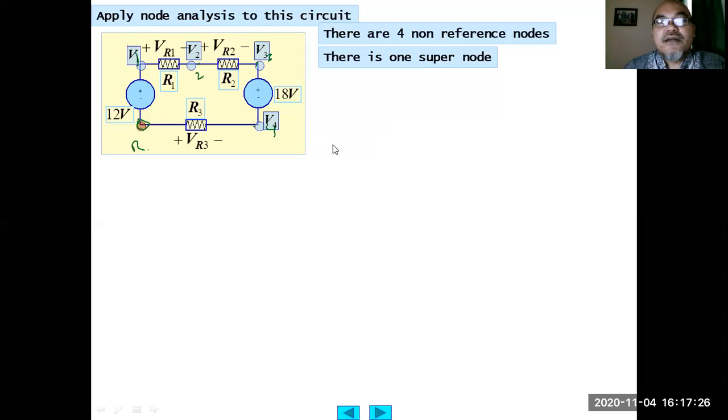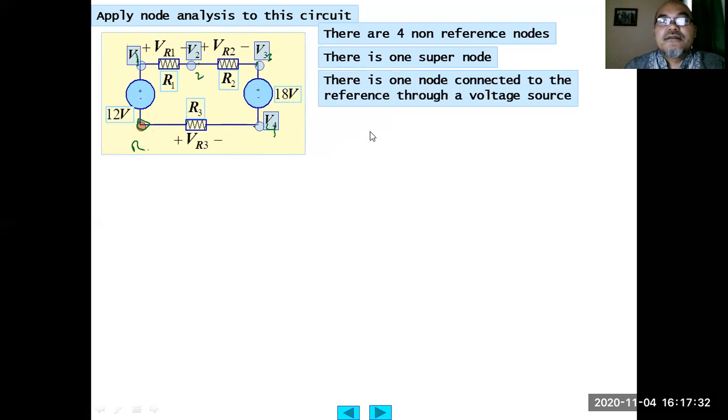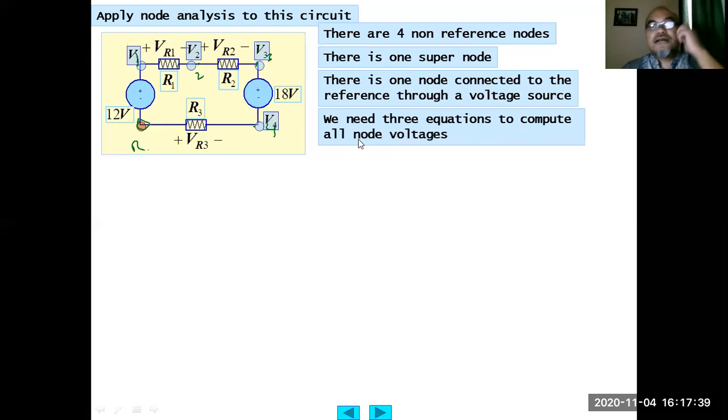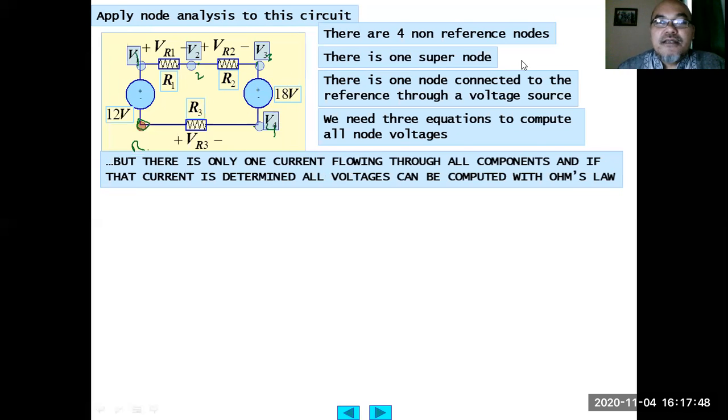And there is one super node here. You can take V3 and V4 as one single super node. Then there is one node connected to the reference node through this voltage source, which is V1. So you need 3 equations to compute all the node voltages, V1, V2, V3, and V4. You have four unknowns, but there is one super node, so you can simplify it into 3 equations.